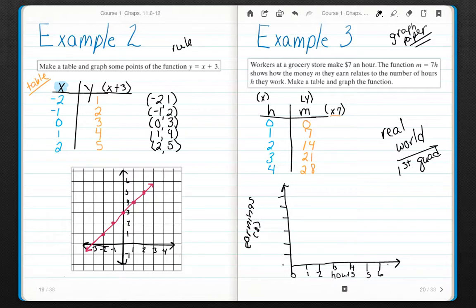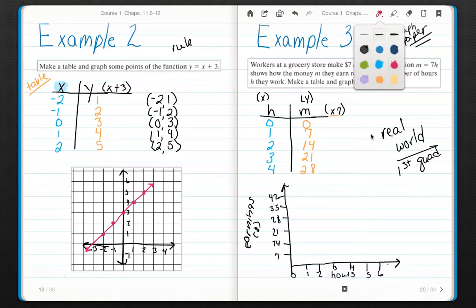Now my money, I don't have to count by ones, okay? And that's something that you need to really keep in mind. You can count by ones. You're going to have a really tall graph though to get all the way to 28. So as long as the increments are the same, I count by 2s, I count by 5s, I count by 10s, you can count by any increment. Because this happens to be times 7, I'm going to go ahead and count by 7s. 7, 14, 21, 28, 35, 42.